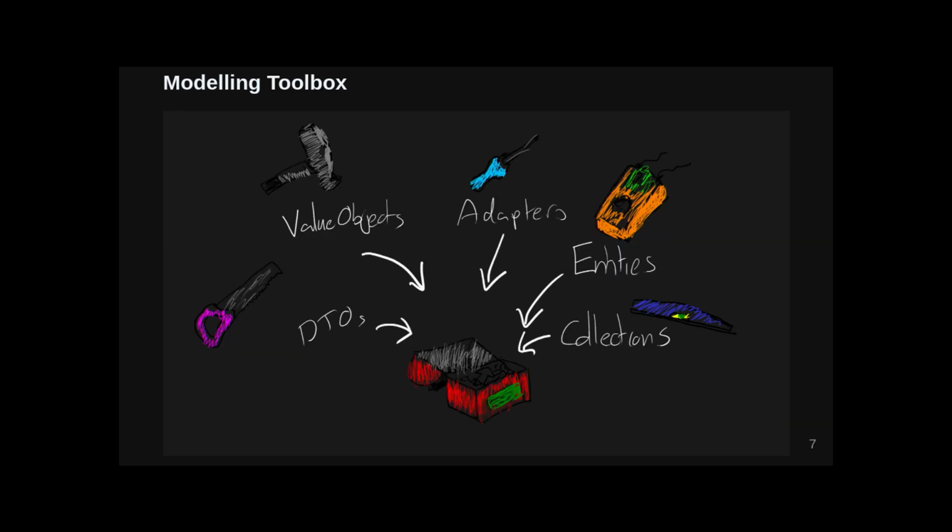And so in that toolbox, you might have many tools. You've got adapters in hexagonal architecture. You've got entities, collections, interfaces, factories. And you've got value objects. And I think value objects are one of my favorite tools and one of the most useful.